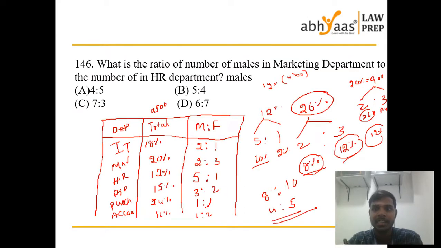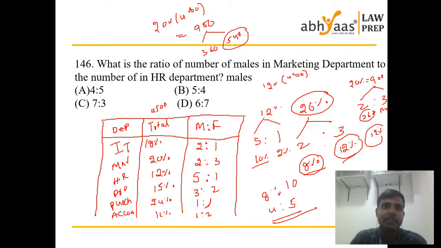But if you had done this with the calculation method, what we have to do? We have to do 20 percentage of 4,500, which is 900. In this 900, again, you will have to divide male to female, which is 2 is to 3. We got it as 360 and 540. This female 540 is what percentage of 4,500? 540 divided by 4,500 into 100.